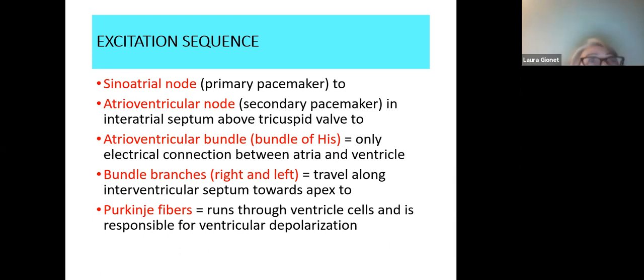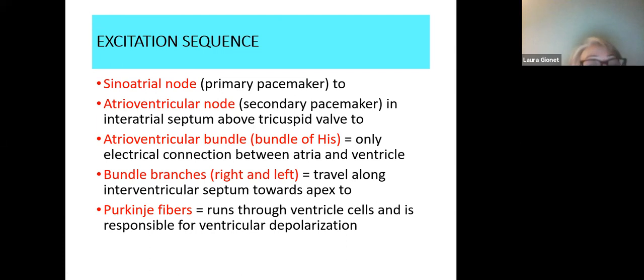It's difficult to identify. The myocardium obscures your ability to see the bundle of His, but you can pretty much see everything else. All right, so we begin with the sinoatrial node. This is the primary pacemaker of the heart. And from there, the impulse travels to the atrioventricular node, or the AV node, which is the second pacemaker of the heart, found in the interatrial septum just above your tricuspid valve. From there to the AV bundle, or the bundle of His. I still refer to it as a bundle of His. It's the only electrical connection between the atria and the ventricles.